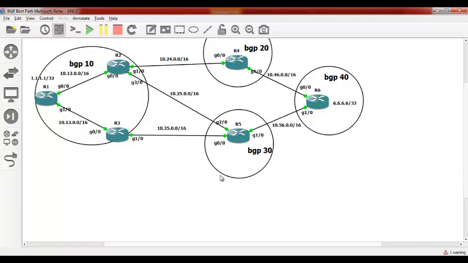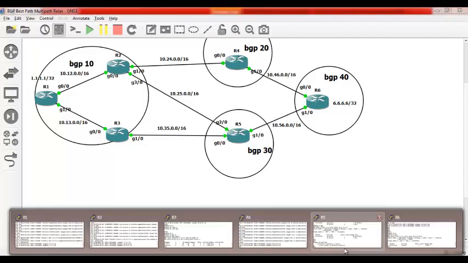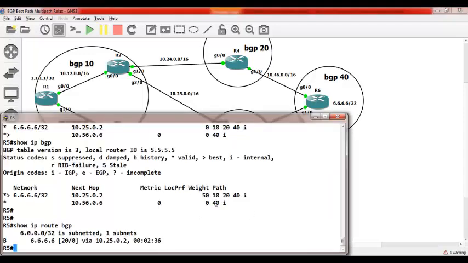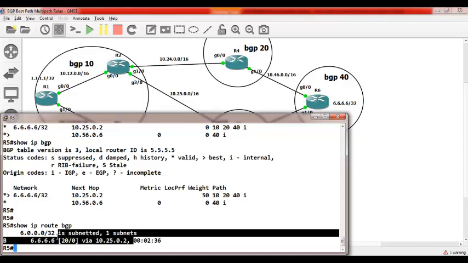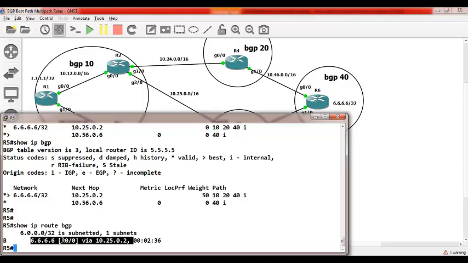10 won't give it. Why? According to router 5, I'm going via the path to reach 6.6.6.6 via 10. 10 only gave me this. Who gave this route in the routing table that I'm having? Autonomous system 10. Then how can I give an update to 10 again? I took it from autonomous system 10.